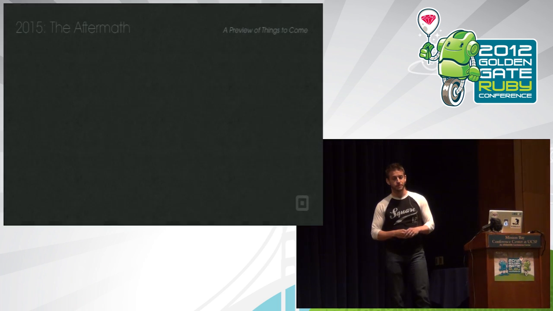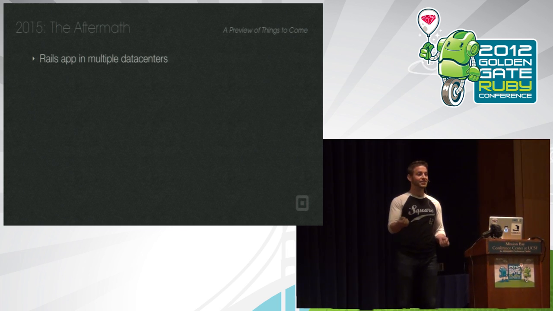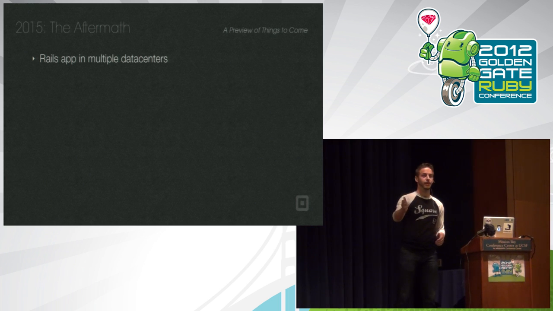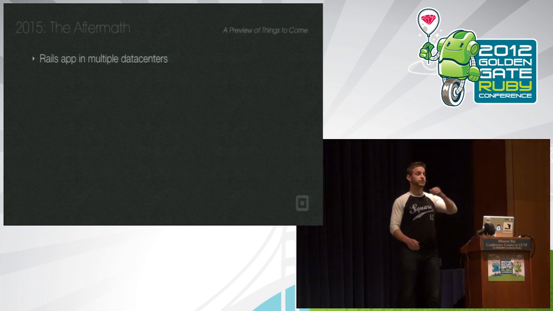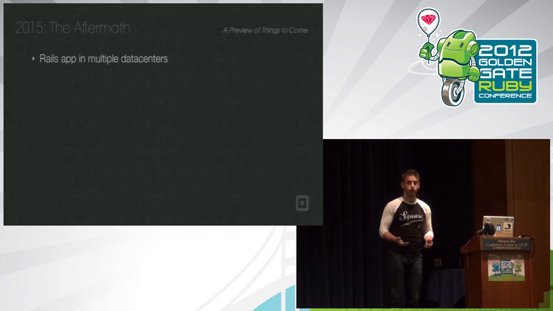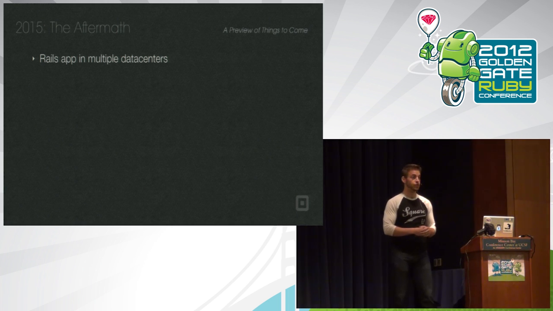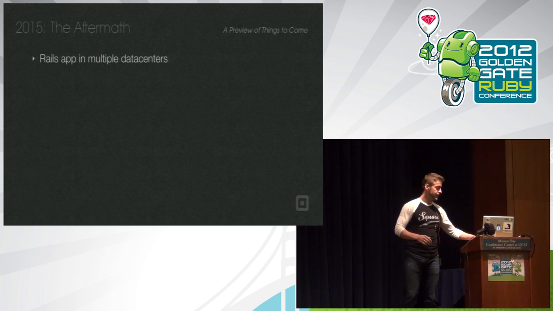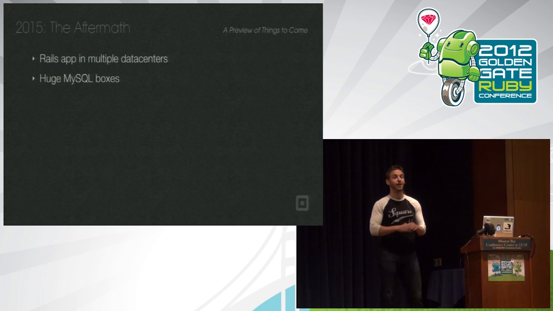So if you'll indulge me, imagine you have not a monorail, but a nice little greenfield Rails application that has a few controllers, people can sign up, you just got featured on TechCrunch, you're going okay. Now let's fast forward 3 years into the future. It's 2015. You're attending GoGaRuCo, and you just left a marathon night of rescuing your monorail. You have this Rails app now in multiple data centers. In each data center, you've got a $30,000 MySQL box. And I'm not even exaggerating.